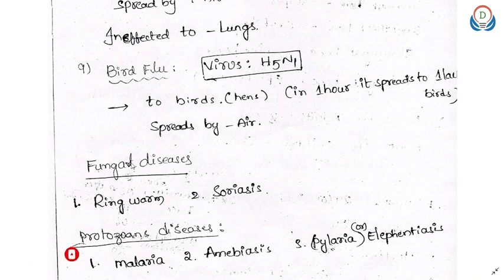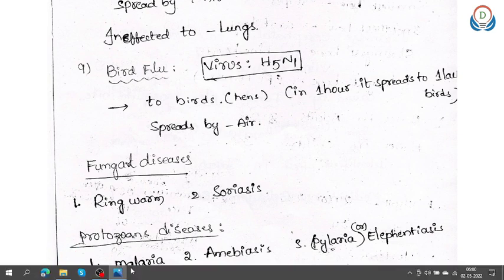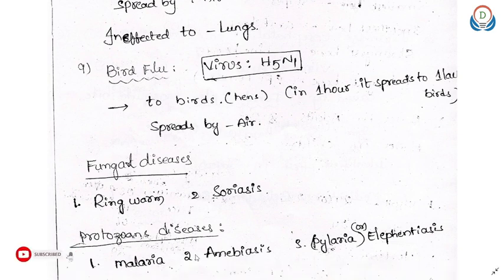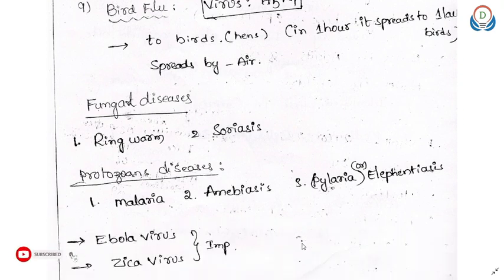We have studied viruses, and now fungal diseases. What are fungal diseases? Ringworm and psoriasis. These are the fungal diseases. And protozoan diseases are malaria, amoebiasis, filaria and elephantiasis. Ebola virus and Zika virus are the two important viruses.